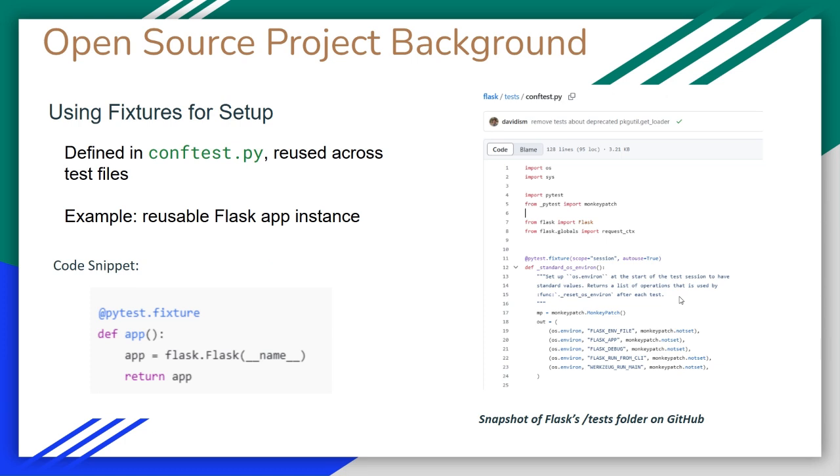To avoid duplicating setup logic across tests, Flask uses fixtures, which are stored in a shared file called conftest.py. These fixtures are injected into each test file, helping keep tests clean and reusable. A good example is this app fixture, which initializes a fresh Flask instance. This lets tests run in a controlled environment without interference from previous tests. You can also see the full code for the fixture on the right, taken directly from GitHub.